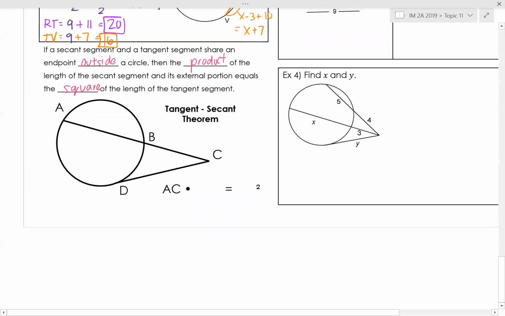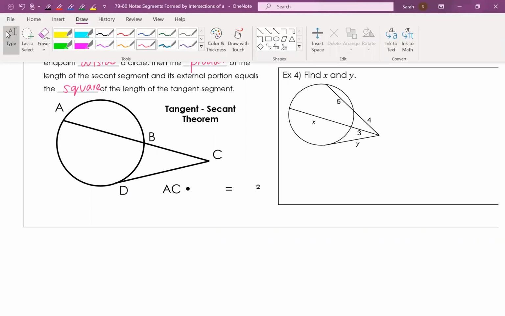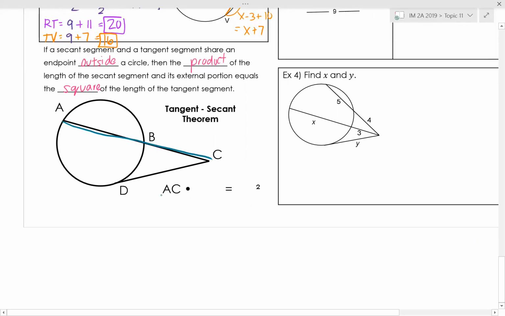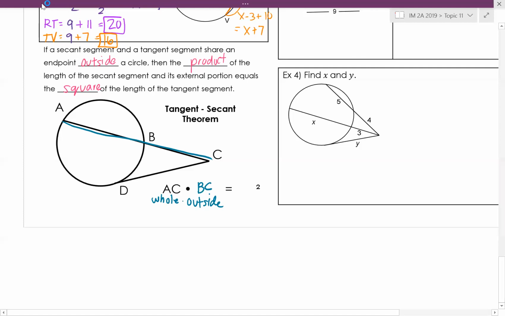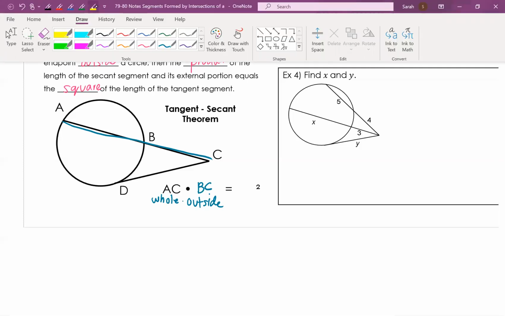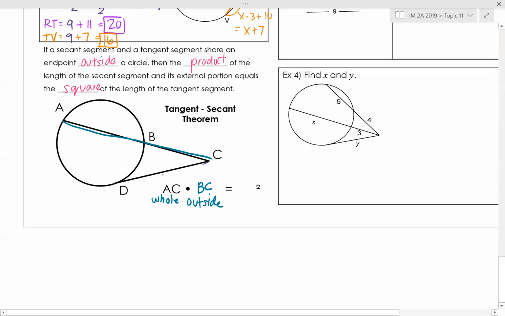So if a secant segment and a tangent segment share an endpoint outside a circle, then the product of the length of the secant segment and its external portion, so the same thing that we were doing with the secant, is equal to the square of the length of the tangent. So that means that if I'm doing AC, AC is the whole secant times the outside part of the secant, which is BC. That would be equal to the tangent squared. The tangent is CD.